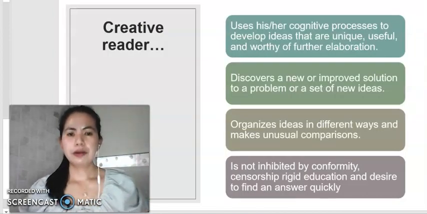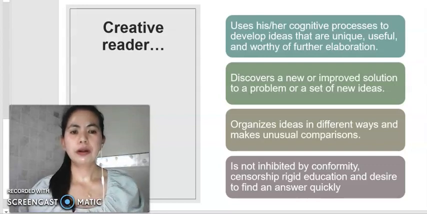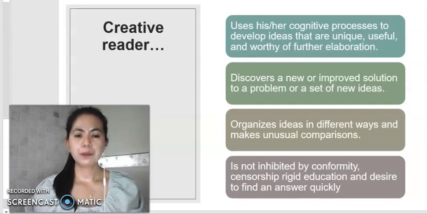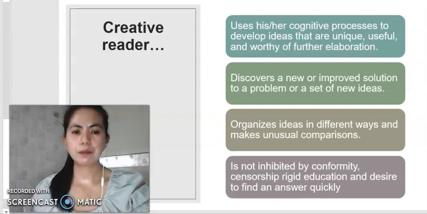A creative reader uses his or her cognitive processes to develop ideas that are unique, useful, and worthy of further elaboration. They discover a new or improved solution to a problem or a set of new ideas. They organize ideas in different ways and make unusual comparisons. And they are not inhibited by conformity, censorship, rigid education, and the desire to find an answer quickly.